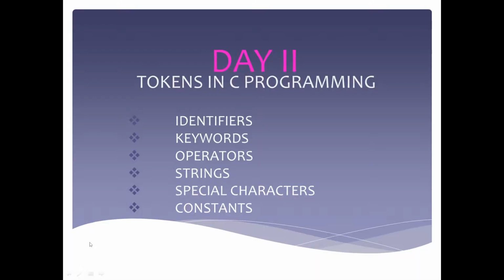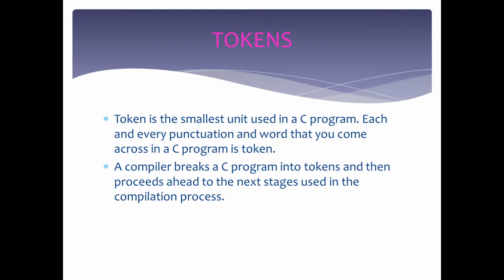So, tokens in C programming. C programming has different types of tokens. It provides identifiers, keywords, operators, strings, special characters, and constants. These are the things we are going to discuss in this class. Now, a token is the smallest unit used in C programming. Each and every punctuation and word that you come across in C programming is a token. I already told you that.